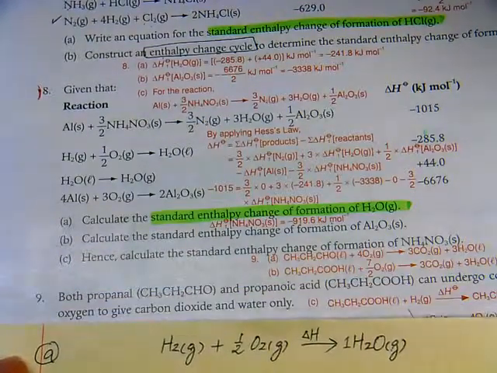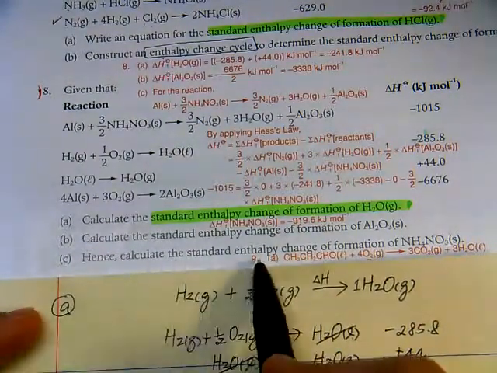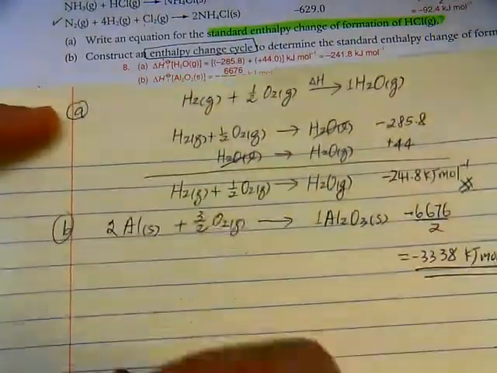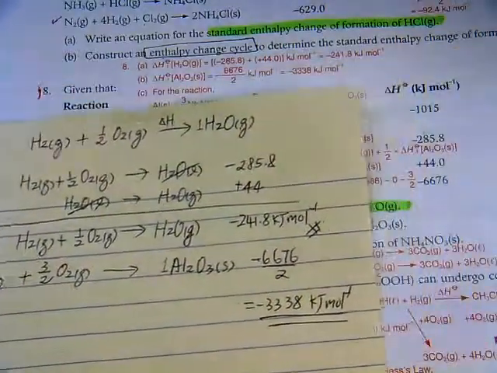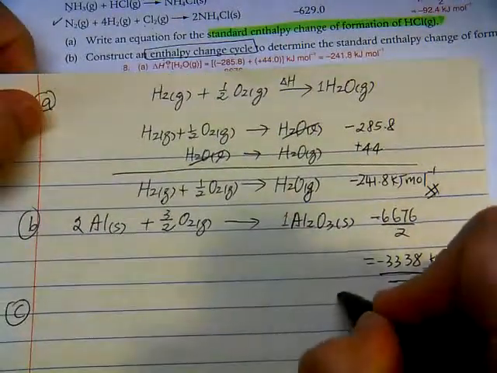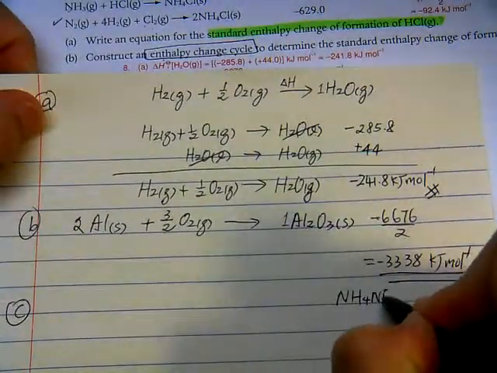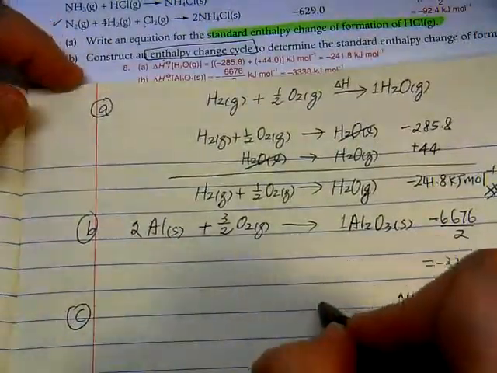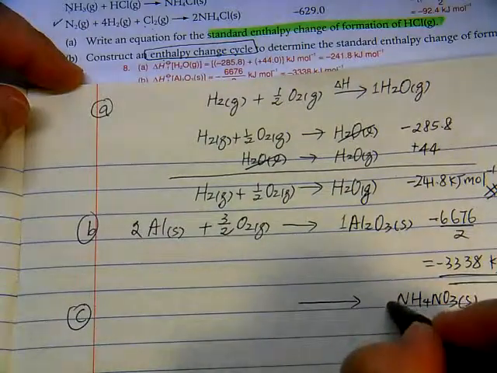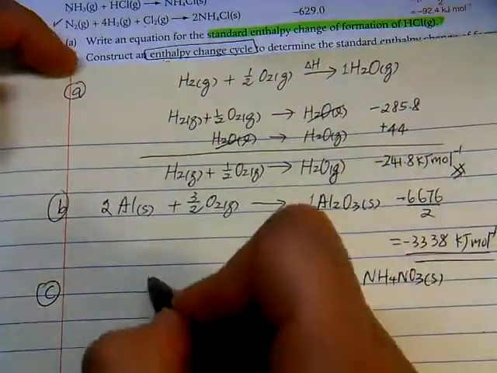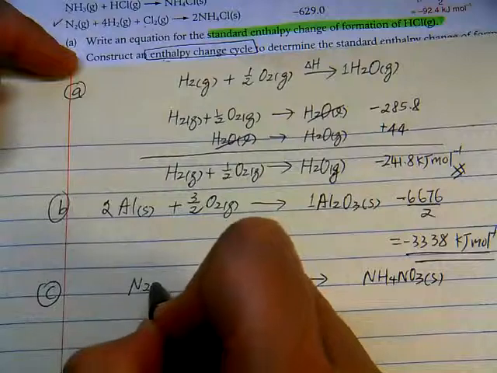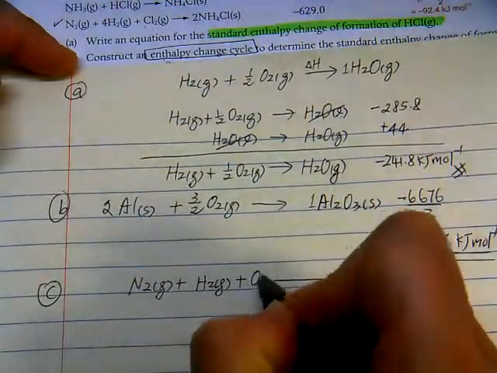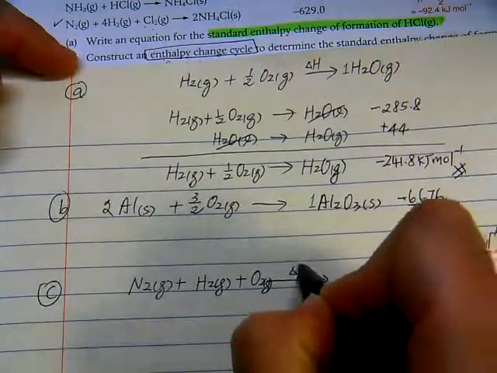Next, C. Calculate the standard enthalpy change of formation of this one. Again, write down the equation. This is the most important. Formation of ammonium nitrate is the enthalpy change when 1 mole of ammonium nitrate is formed from its elements. Its elements are N2, H2, and O2. This is your target.